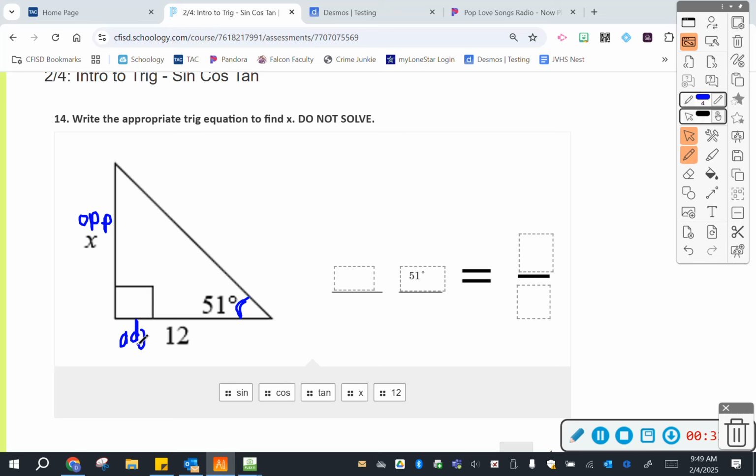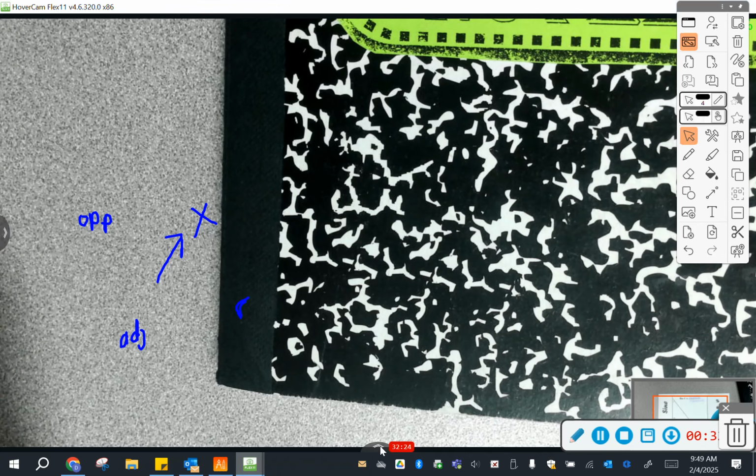Do y'all agree I do not have the hypotenuse right here? So if I have opposite and adjacent, what is this? Tan. So this is going to be the tangent of 51. Tan is TOA. What is opposite? X. What's adjacent? And then that's how you set this up. So that is a free answer. Y'all can use that to answer the rest of them.